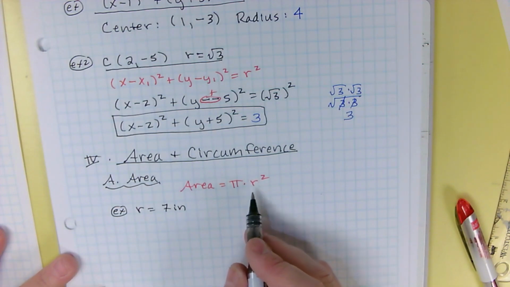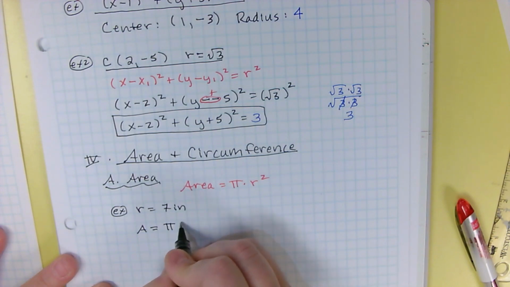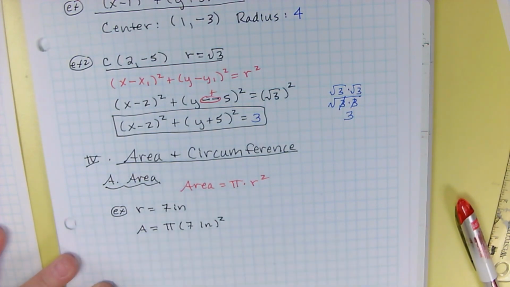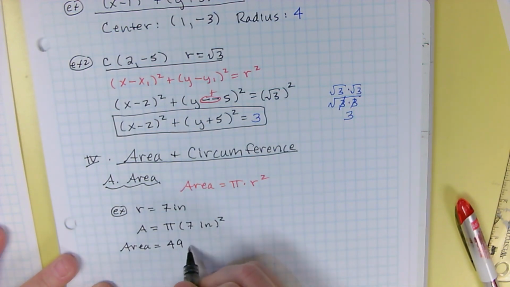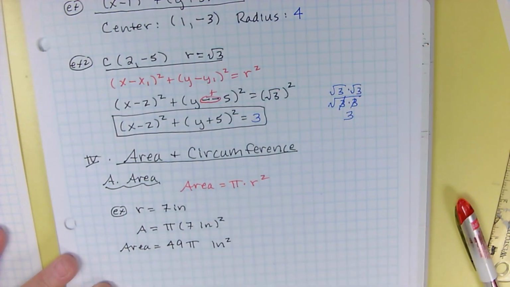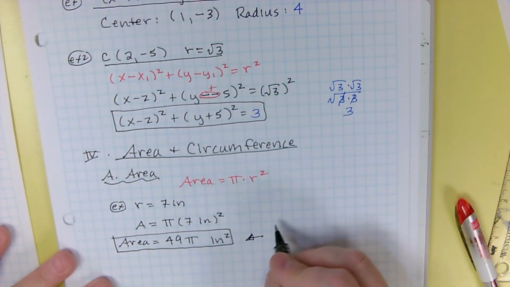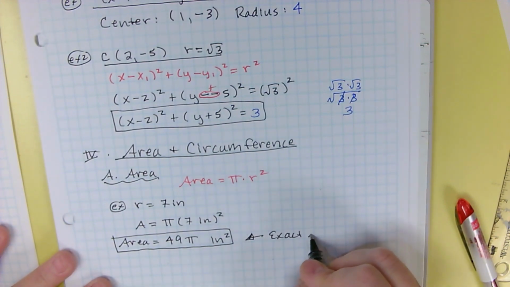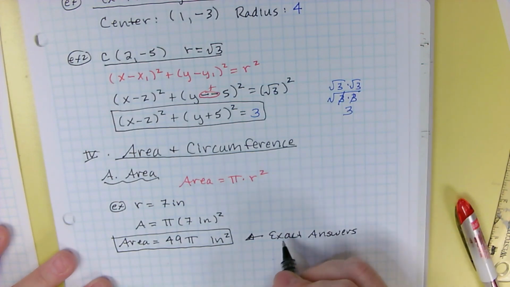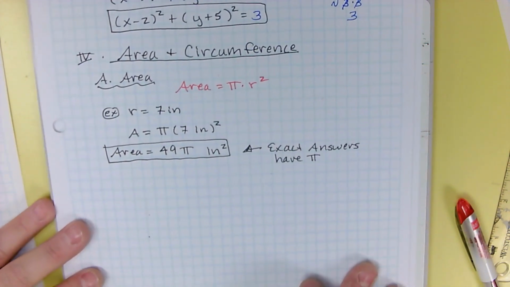You're going to substitute that into the equation. And you get area equals pi times 7 inches squared. So 7 times 7 is 49. Tag the pi, and then inches times inches is inches squared, or square inches. When you're talking area, you have length and width. It's always the unit squared. On your worksheet, they're going to want you to find exact answers, and your exact answers have pi in them. You do not use 3.14 or any other decimal.